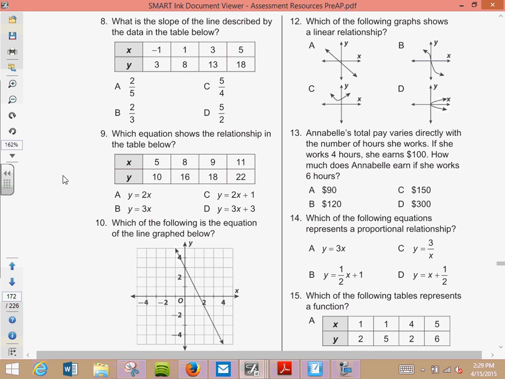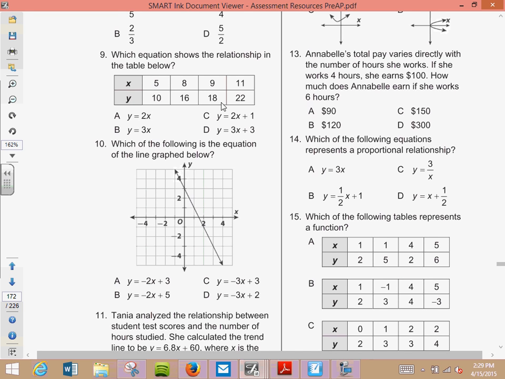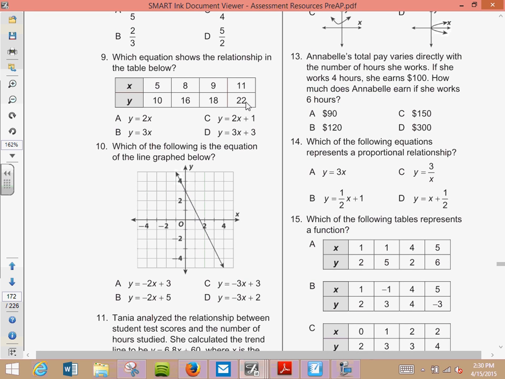Which equation shows the relationship in the table below? So 2 times 5 is 10. 2 times 8 is 16. 2 times 9 is 18. 2 times 11 is 22. Perfect. Good. You see it? All you have to do is plug in the numbers, right? And it should give you the answer.